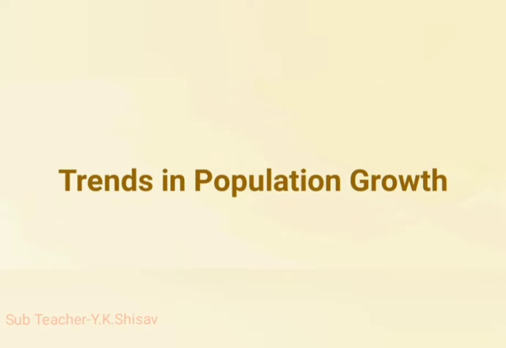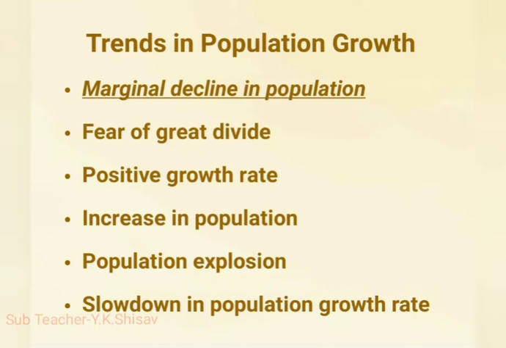So, we can see the first marginal decline in population in the years 1911 to 1921. There was a marginal decline in population from 25.2 crores in 1911 to 25.1 crores in 1921. Thus, there was a negative growth rate due to the spread of epidemics such as influenza, cholera, plague, malaria, etc.